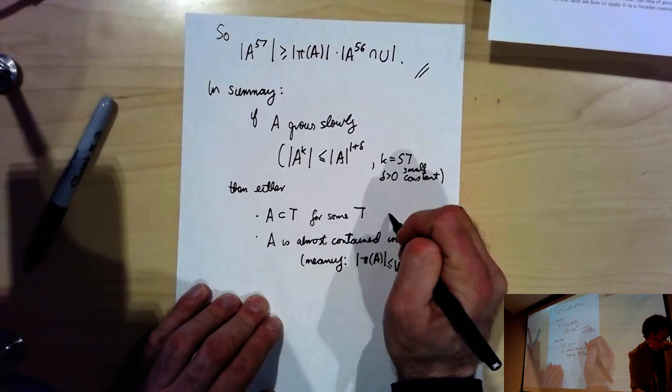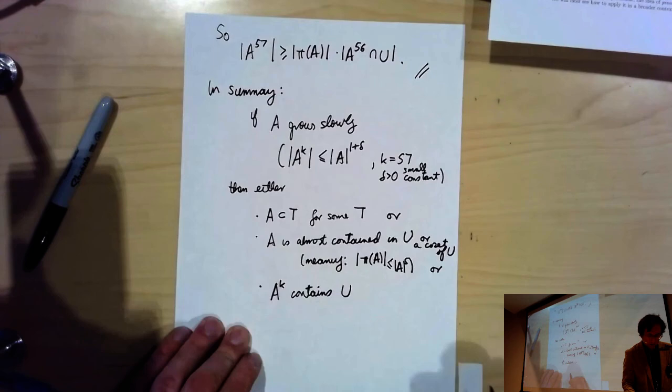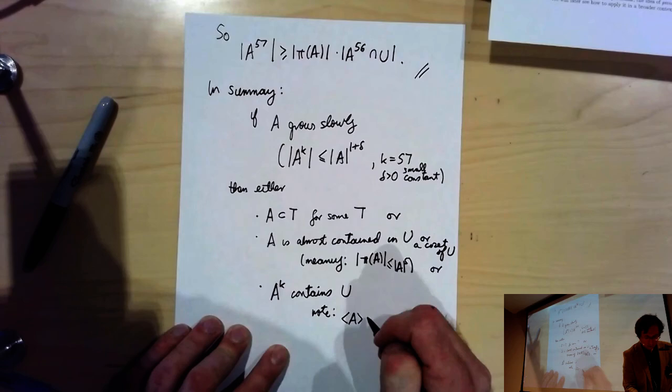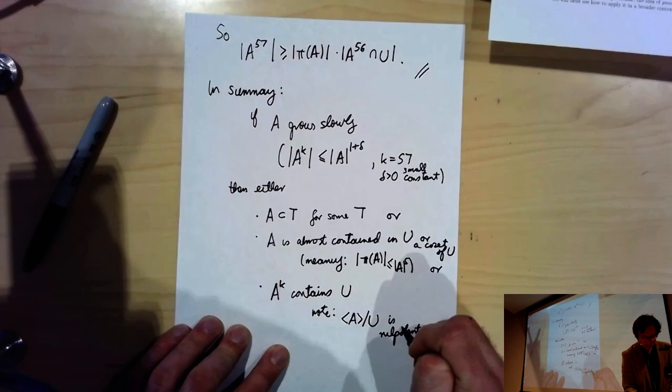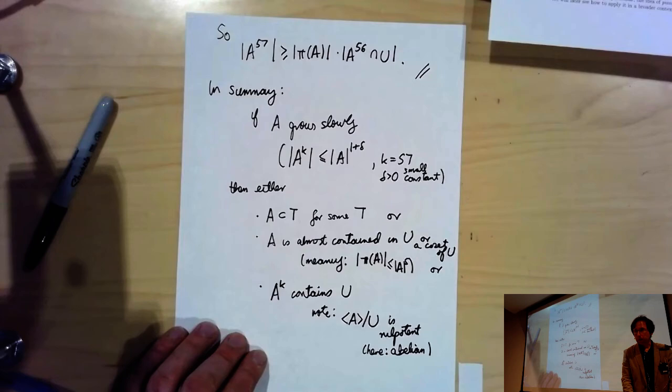A to the K contains a subgroup of G, it contains U. And notice here that what's so special about containing U? Note that the group generated by A, which is a subgroup of G, quotiented by U is nilpotent. Well, in fact, abelian in this case. Now, why have I written these things in this way? It's because, in general, for solvable subgroups, you have this sort of classification.